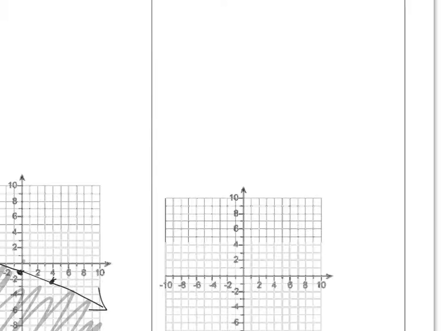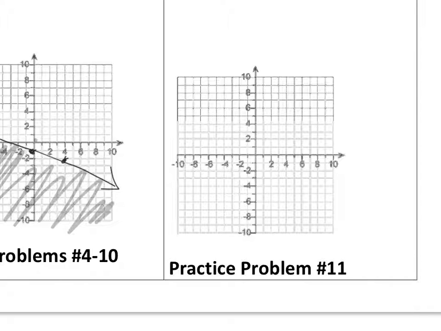So let's go down to our graph, and we will pick 0, 0, and 1, 5, and then graph that with a solid line.